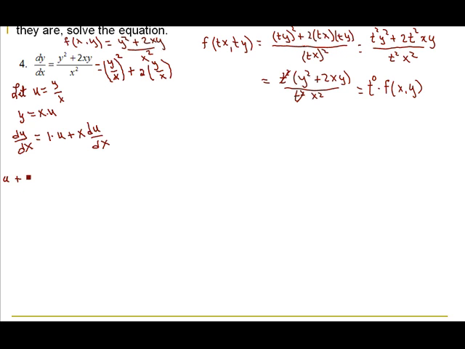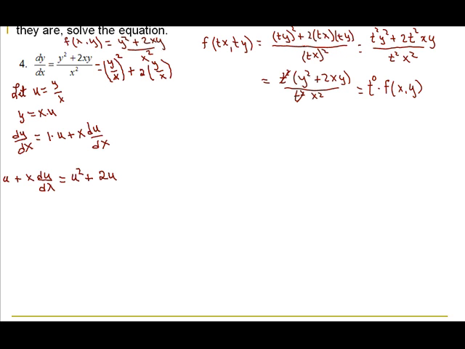So u plus x du dx is equal to the right side of the equation, which is y over x squared. y over x is my u. So I get u squared plus 2 y over x. And again, y over x is u. This is my new equation after making the substitutions.